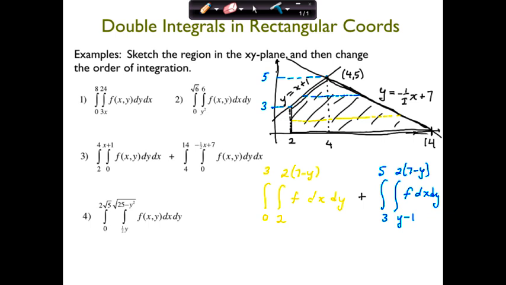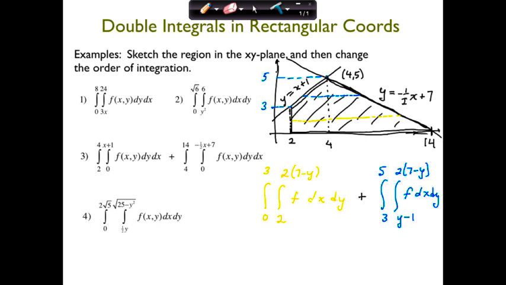Make sure you understand this. Do you follow it? Where did I lose you? This is the y value, the breaking point, right? For the left side, the left side is constant at x equals 2 up to 3, and then it's this x equals y minus 1 from 3 to 5. Better?